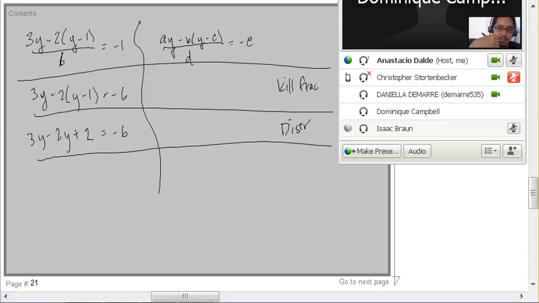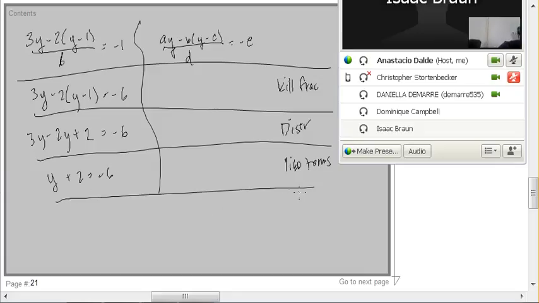Isaac, why did I have plus 2? Very good. Okay, now combine like terms. Like terms. So it's what is it? y plus 2 equals negative 6? Because 3y minus 2y is just y? Okay, good. Then subtract. So it's y equals negative 8. Agreed?